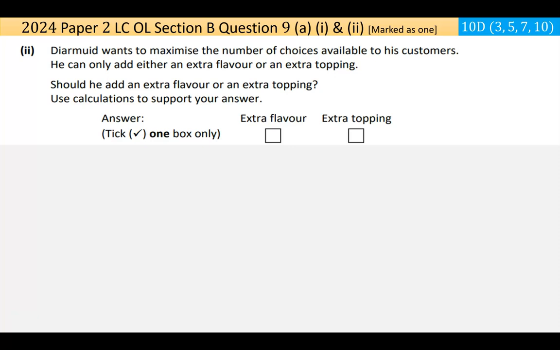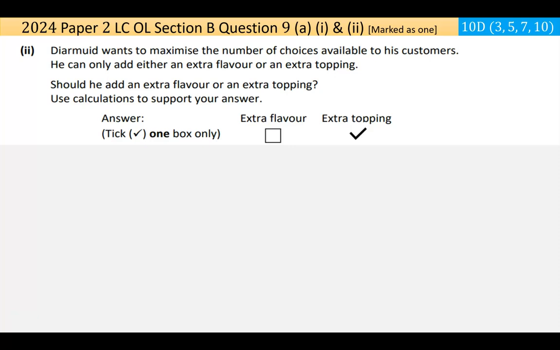Now, part 2 then, which is marked with part 1, says Diarmuid wants to maximize the number of choices available to his customers. For whatever reason, he can only add either an extra flavor or an extra topping. Which should he add? Use calculations to back up your answer. So it's like a 50-50 chance of getting it right by guessing. But we don't want to be guessing. We want to work out both extra numbers of options.